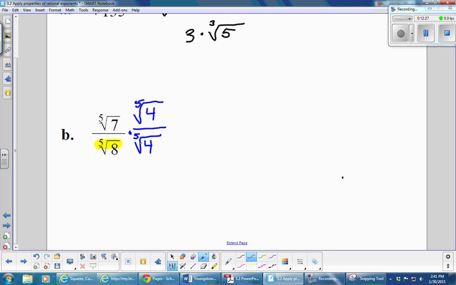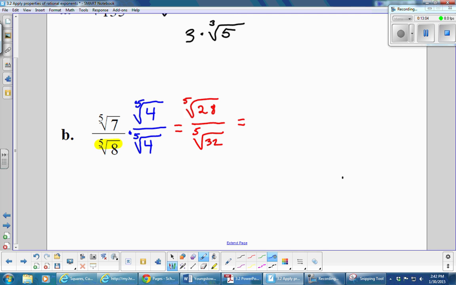So if I multiply this thing in blue by my original expression, I didn't change the value. But what I did do is, the fifth root of 8 times the fifth root of 4 is going to be the fifth root of 32. Now, if I do that on top, the fifth root of 7 times the fifth root of 4 is going to be the fifth root of 28. So now, why was that nice? Well, the reason that was nice is because we know the fifth root of 32 breaks down real nice.